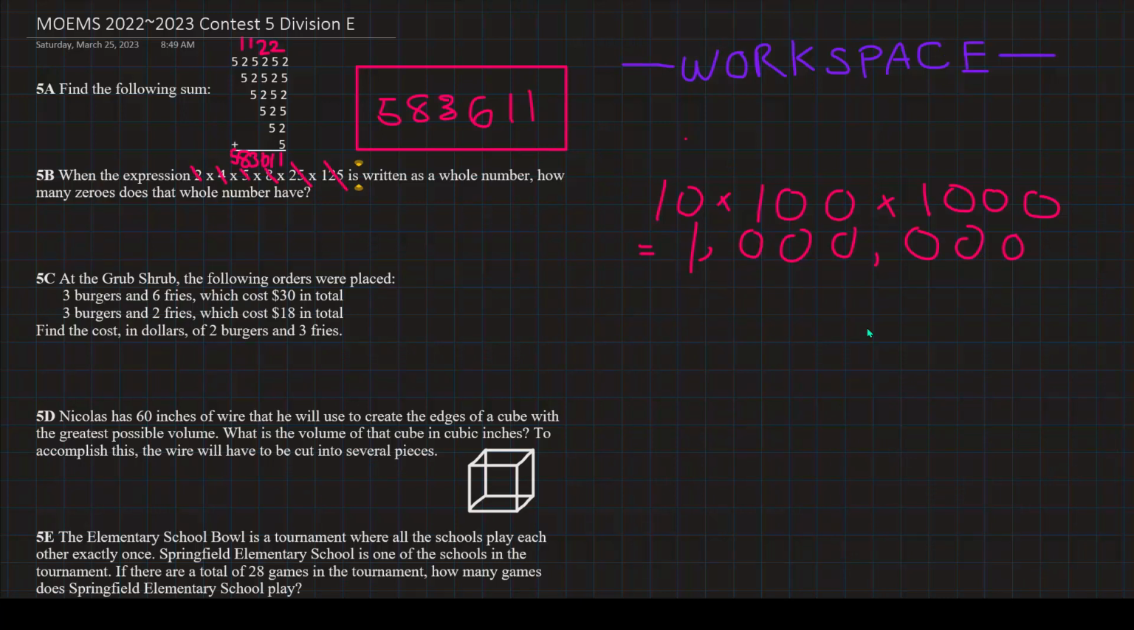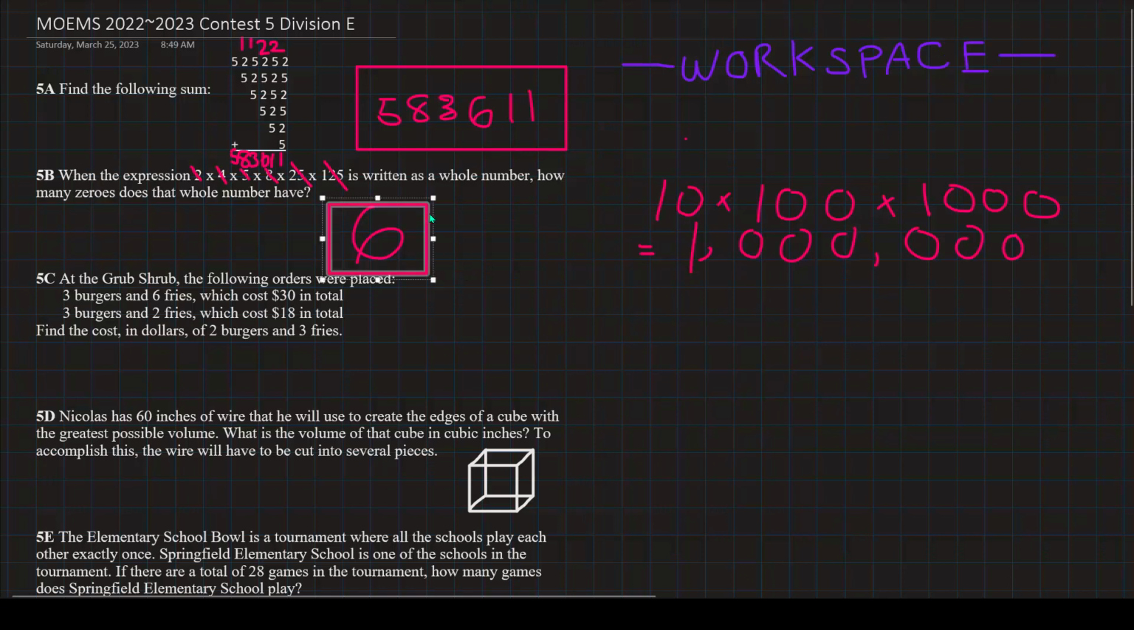Now let's go back into the question and see what it's asking for. It's asking for how many zeros that whole number has. So we can't just write 1 million. That's not the answer. Having 1 million zeros behind a 1, that would be a big, big number. We're going to count the number of zeros, which is 6, and our final answer for 5B would be 6.